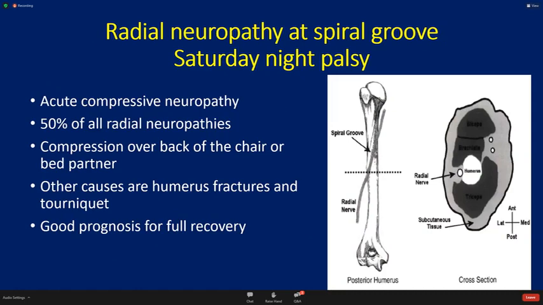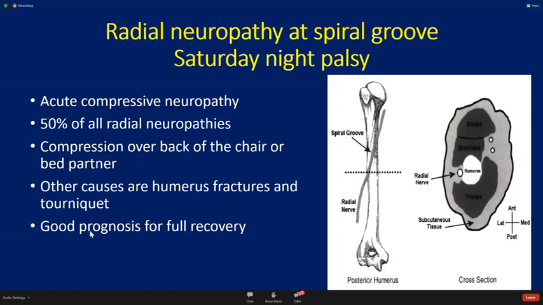Now, the most common cause of radial neuropathy is compression at the spiral groove, which is also known as Saturday night palsy. This occurs because the radial nerve is acutely compressed at the level where it passes very close to the spiral groove. You can see that the nerve is in close opposition to the humerus at this level. If the patient is inebriated, that is, has taken an excess of alcohol, or is unconscious, and the arm is resting on a hard surface such as the back of a chair, or the person himself lies on it, or a partner lies on the arm, that can lead to an acute compression.